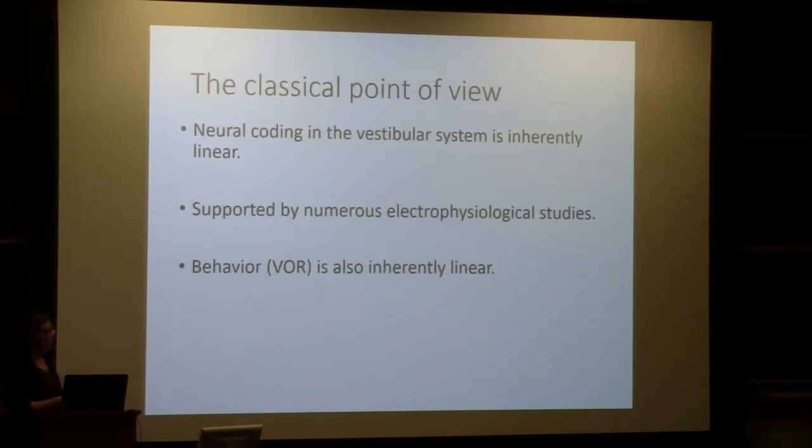Okay. So this is the classic point of view that I just went through. Neural coding in the vestibular system is inherently linear. There are a lot of people who stubbornly hold on to this idea. That is supported by electrophysiology studies that have kept things in this very small range. And that the VOR is linear. And again, if you look at the vestibulo-ocular reflex and the eye movements and you don't move things with too large amplitudes or too high frequencies, it actually does look quite linear.